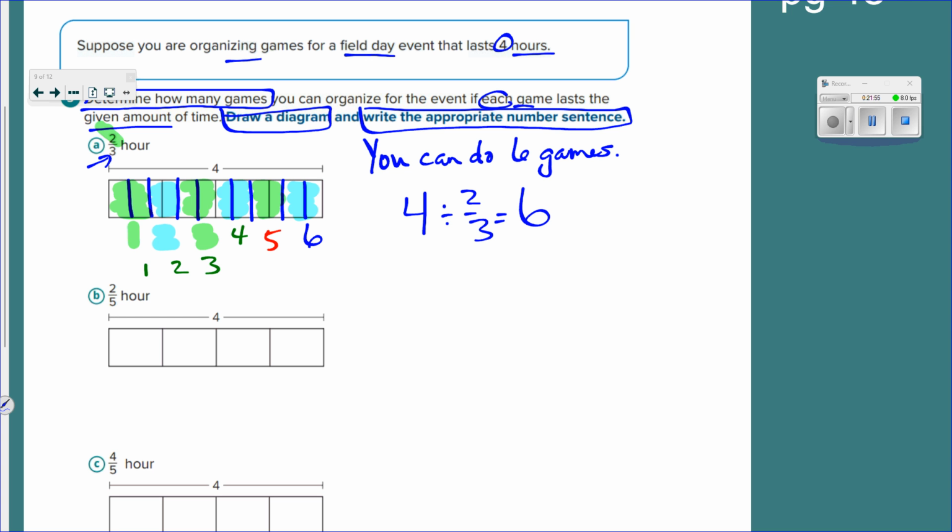So this is my answer. That determines how many. This was my model. So that was the diagram. This is the number set. Okay? Need to number it. That was 1. That was 2.